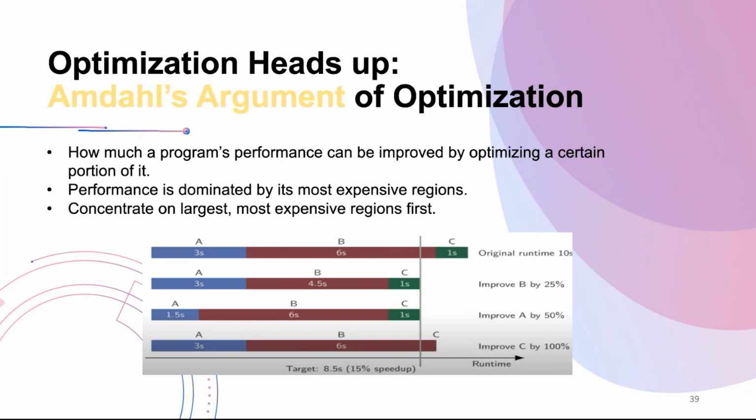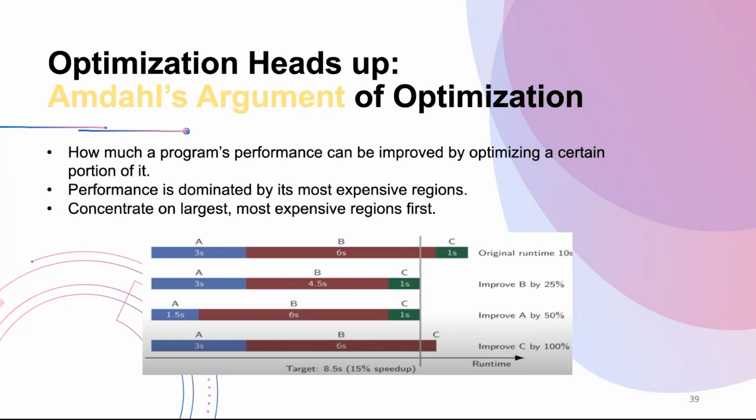So what should we focus our optimization on? This question is answered by Amdahl's argument, which basically tells us that performance is dominated by its most expensive region. The time taken by a code flow to complete is determined by the slowest method within that code flow. You got my point, right?